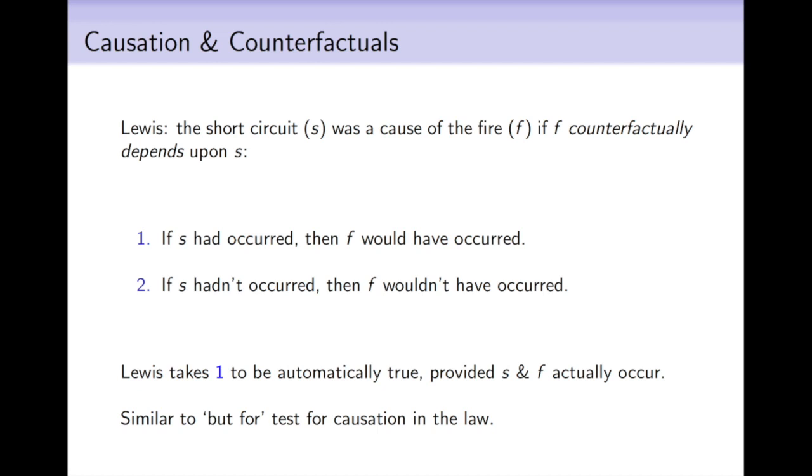Now, suppose that in the actual world, both the short circuit and the fire occur. Then counterfactual 1, the antecedent of that, the bit that says if S had occurred, is actually true because S did occur. So you might think it's slightly odd that Lewis should call 1 a counterfactual because it doesn't say anything contrary to fact. It says if S had occurred, and S did occur. But I guess just for simplicity, Lewis calls all subjunctives counterfactuals, whether or not their antecedents are true or false.